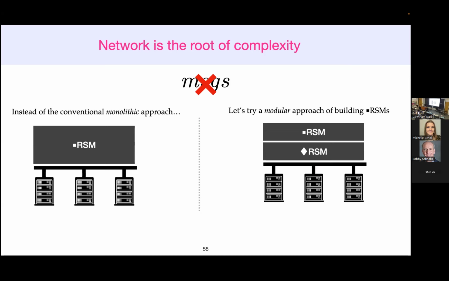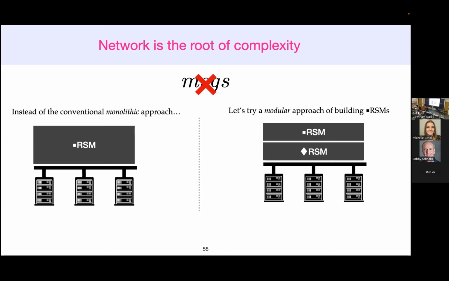So how do we avoid reasoning about messages? Well, instead of a monolithic approach, where we try to build strong RSMs straight away on top of the low-level network, how about we try a modular approach where we build the strong RSMs, or strongly consistent replicated state machines, on top of weakly consistent replicated state machines, right? So how does this look in practice? Well, recall the abstraction offered by a weakly consistent replicated state machine: we have replicated state across various nodes, which is weakly consistent, meaning that changes slowly propagate.